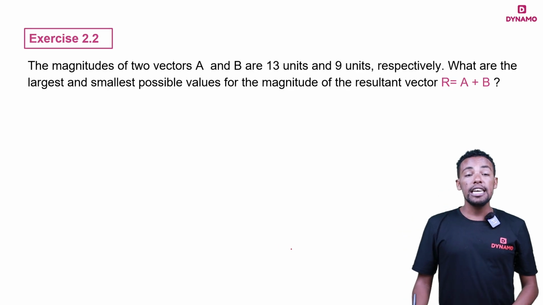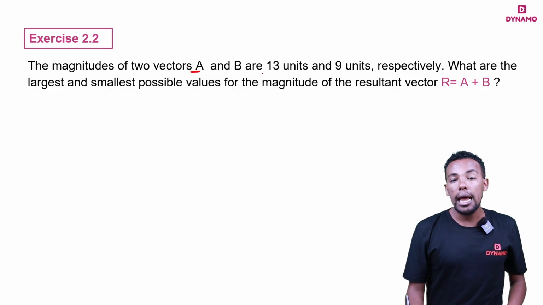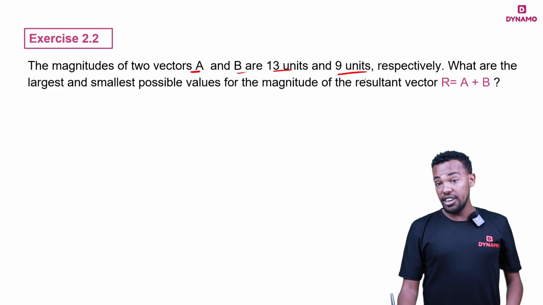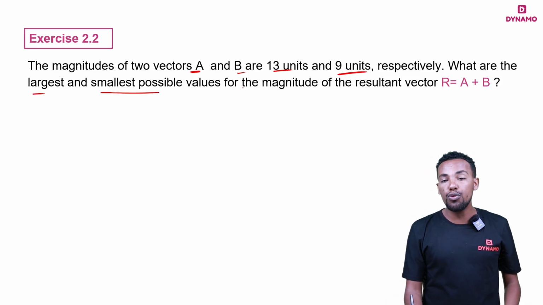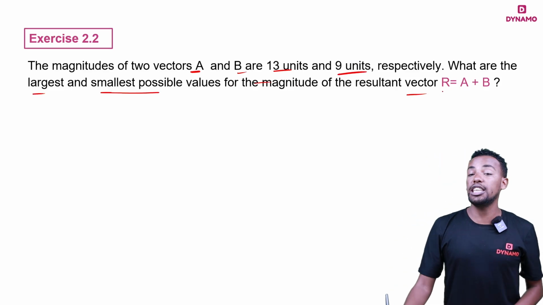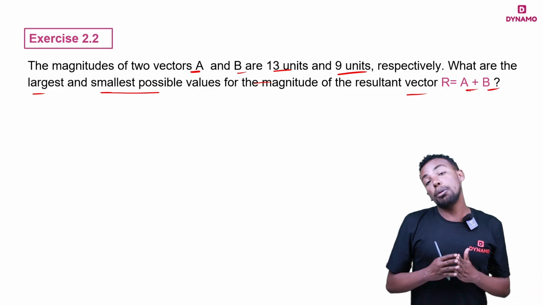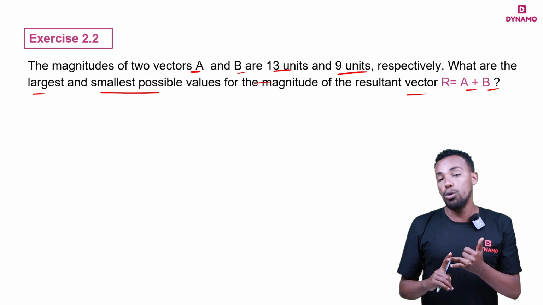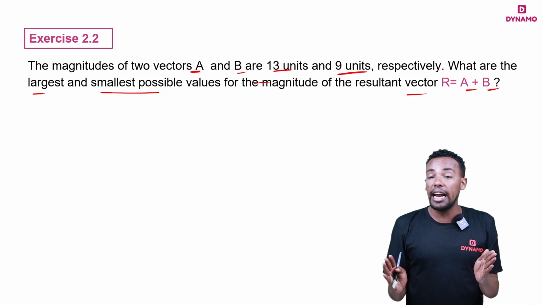Okay, exercise 2.2. The magnitude of the vectors A and B are 13 units and 9 units respectively. What are the largest and smallest possible values for the magnitudes of the resultant vector R, which is equal to A plus B? Egaa asitti maalidha? Vectoroota lamatu jiru. Vector A which is equal to 13 units and vector B which is equal to 9 units respectively.